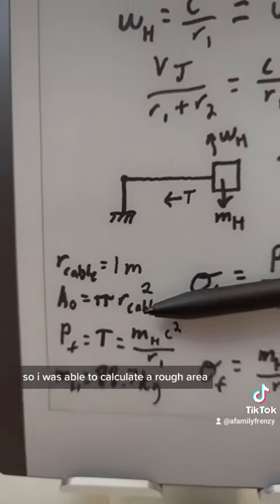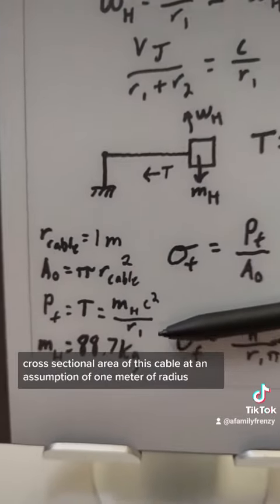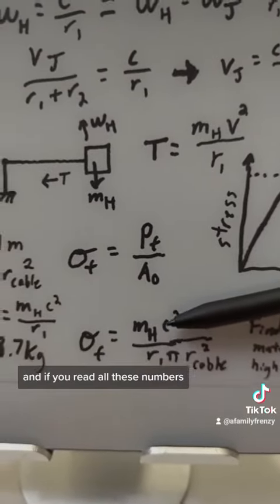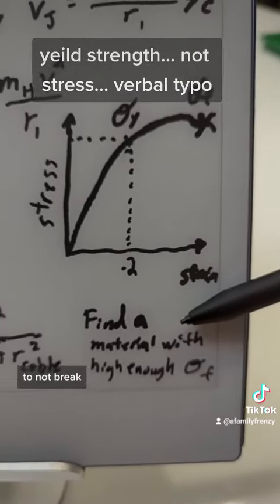So I was able to calculate a rough cross-sectional area of this cable at an assumption of 1 meter of radius. And if you run all these numbers, go ahead and find a material property that has adequate stress to not break. And you could sip on that.